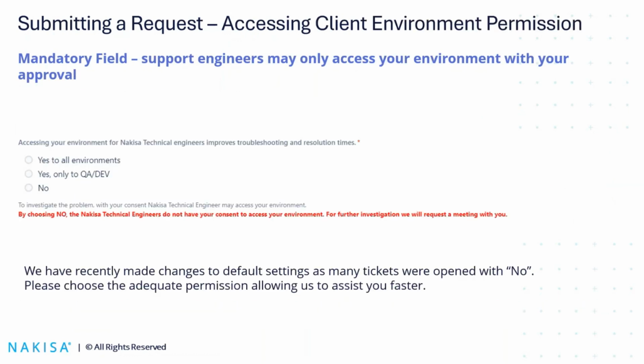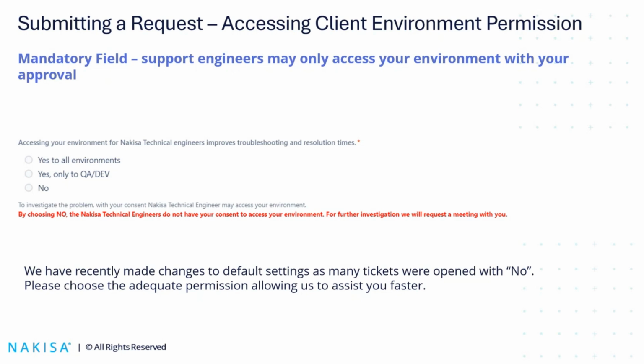We get to a very important section. It's related to our access to your environment. As you know, based on the commercial agreement, the support engineer has the right to access your environment, but we will only do so based on express approval from you. That is why we introduced this section in the ticket, where you can choose whether you want to give us access or not. You can see we have different radio buttons: whether you want to give us access to all environments, whether you want to restrict our access to lower environments like QA, and whether you do not want to give us access.